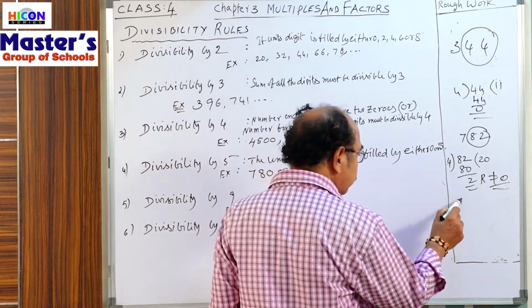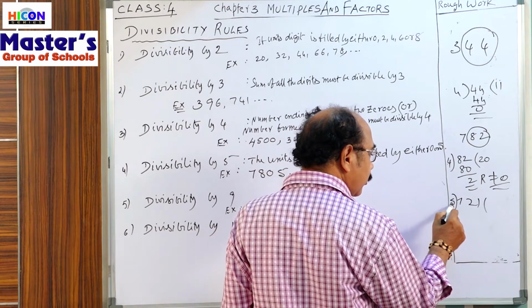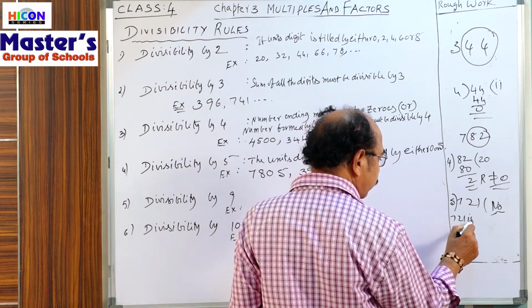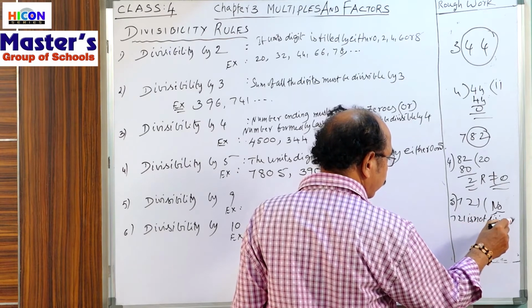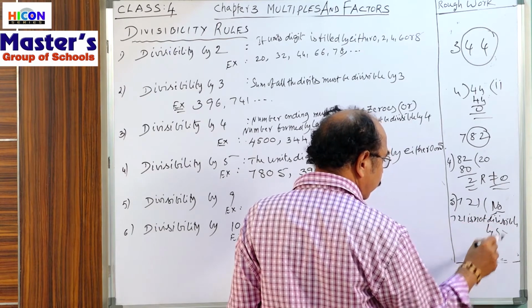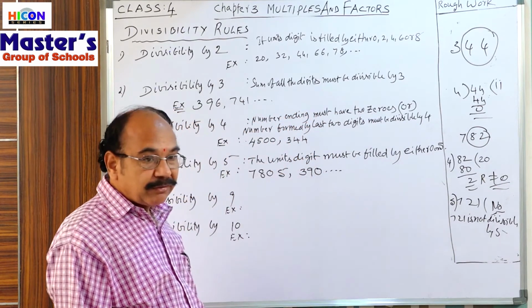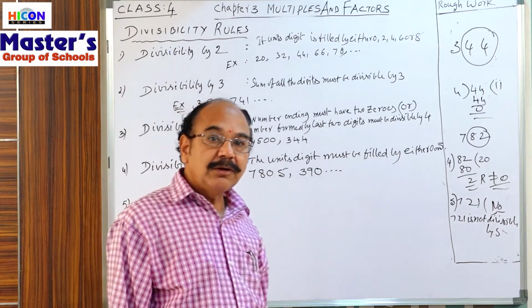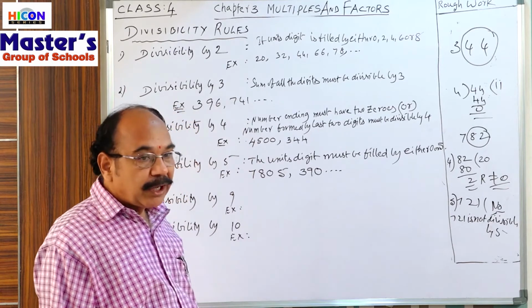Is the number 721 divisible by 5? No. Not divisible. 721 is not divisible by 5, because the unit digit is neither 0 nor 5. That's why it is not divisible by 5.